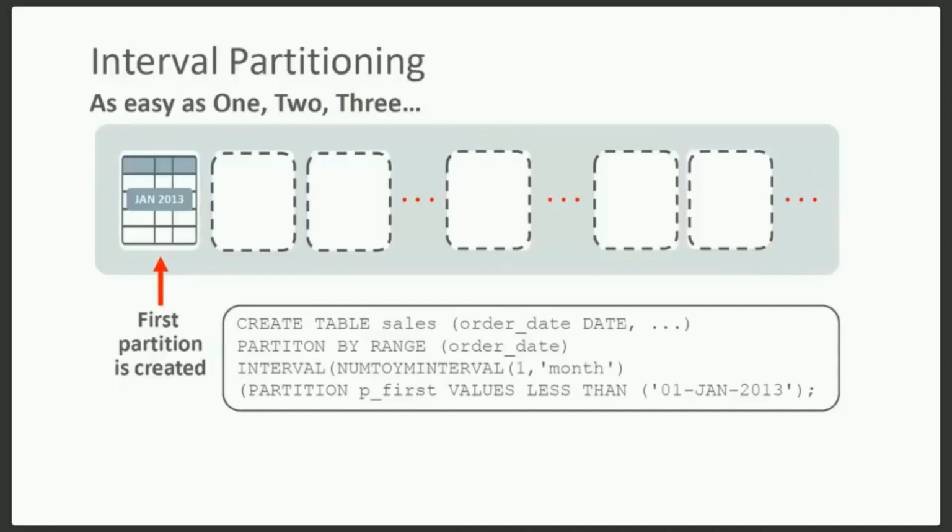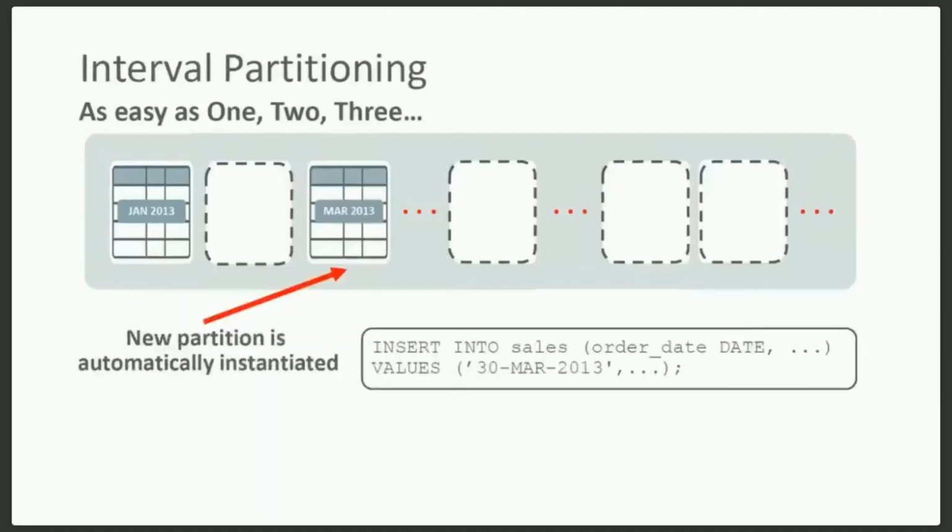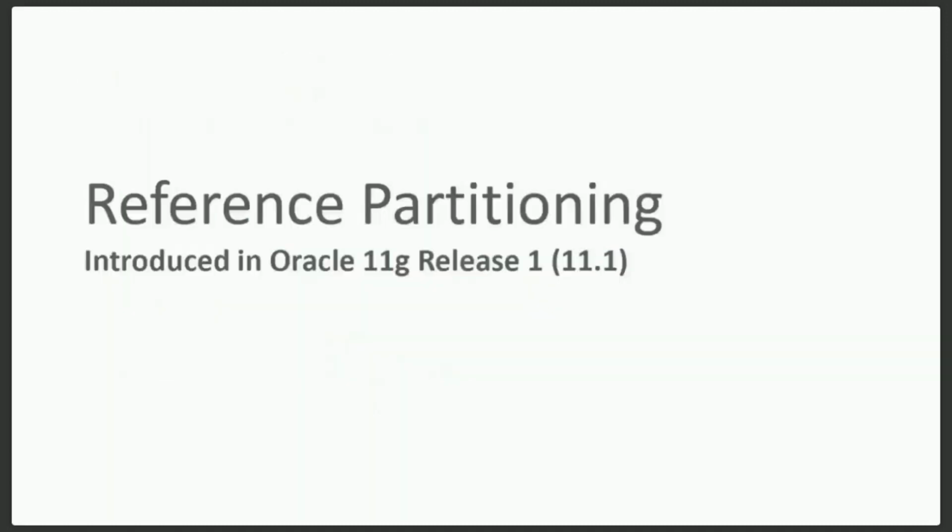So when I create the table initially, all I have to specify is the first partition, and then subsequent partitions are automatically created by Oracle as and when data for that particular month arrives. So new partitions are automatically created when data for that particular partition is maybe inserted through the application.